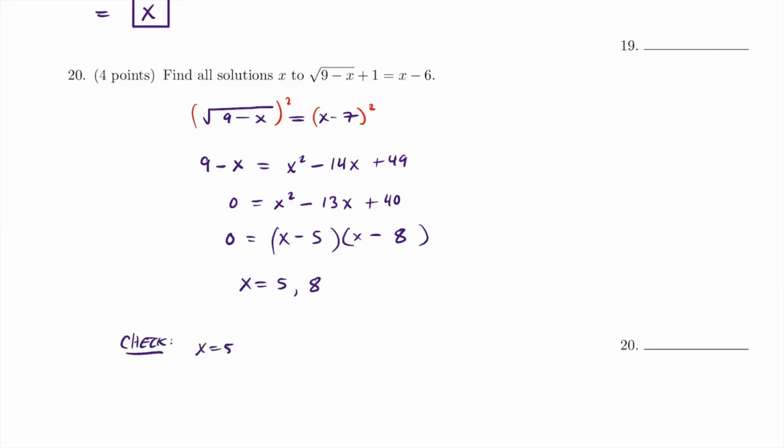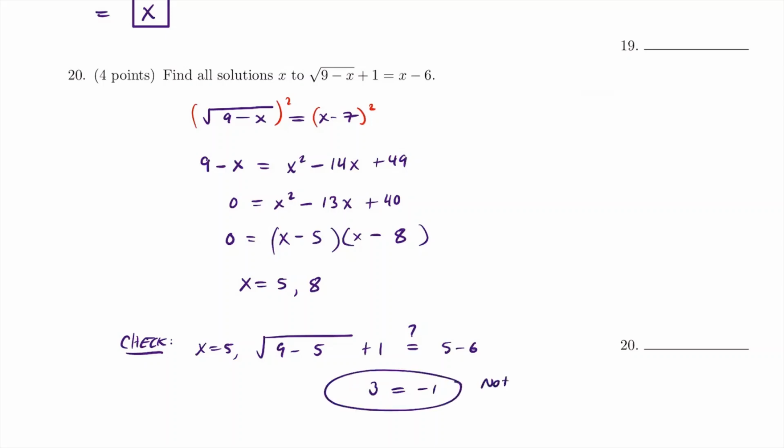So for x equal 5, well, square root of 9 minus 5 plus 1, is that equal to 5 minus 6? So 9 minus 5, that's 4. You square root that, you get 2, plus 1, that's 3. So is 3 equal to negative 1? That's not true. So 5 doesn't make sense.